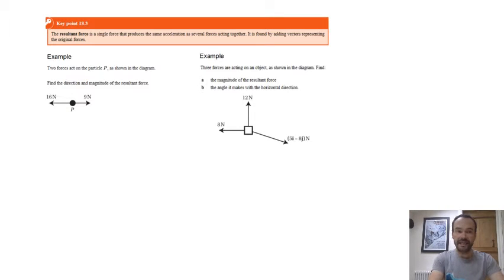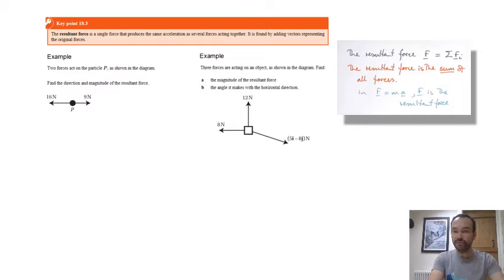The simple idea is that the resultant force is a single force that produces the same acceleration as several forces. The resultant force is the force which summarizes everything that's happening. It is the sum of all the forces, what you get if you add all the forces acting together. That symbol there is sigma, which means summation. In Newton's second law, it's important to remember that F is the resultant force.